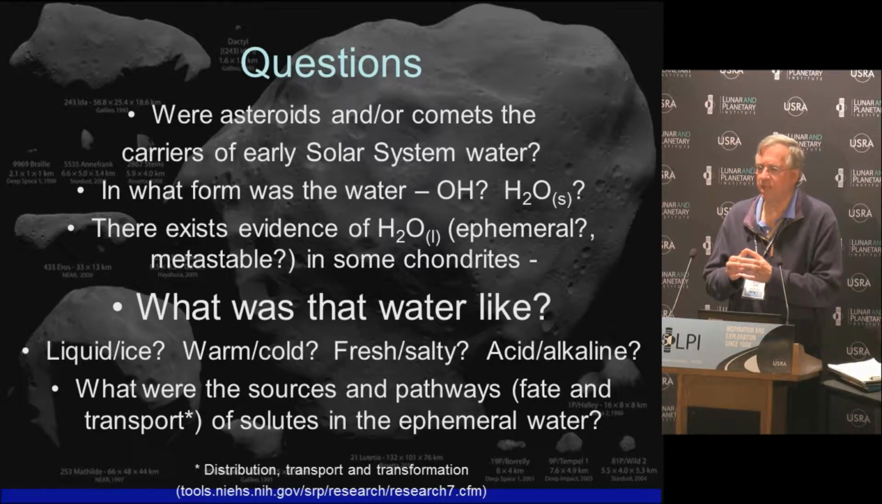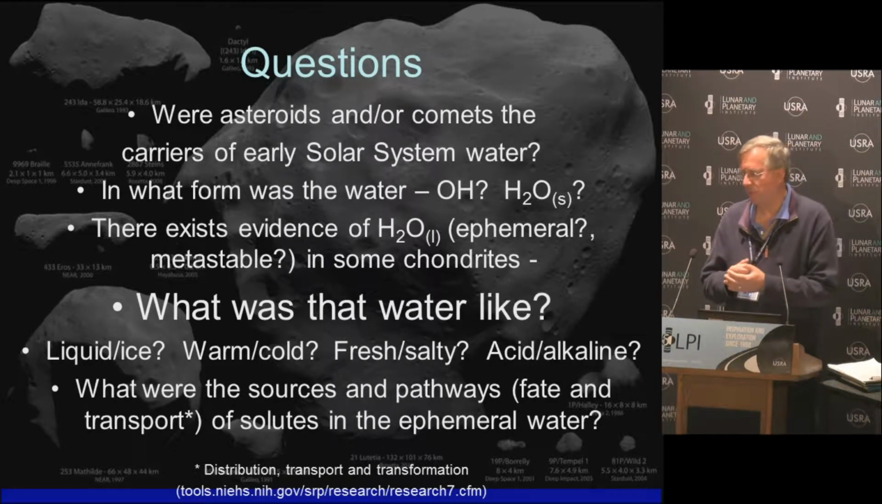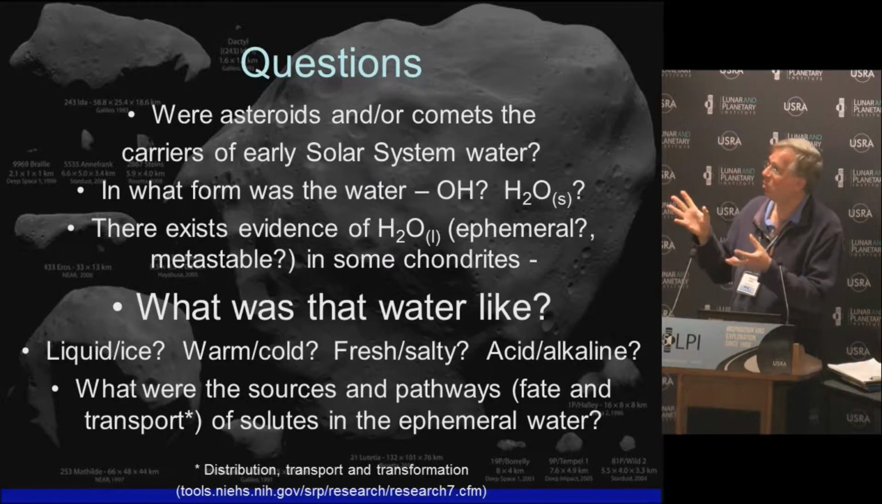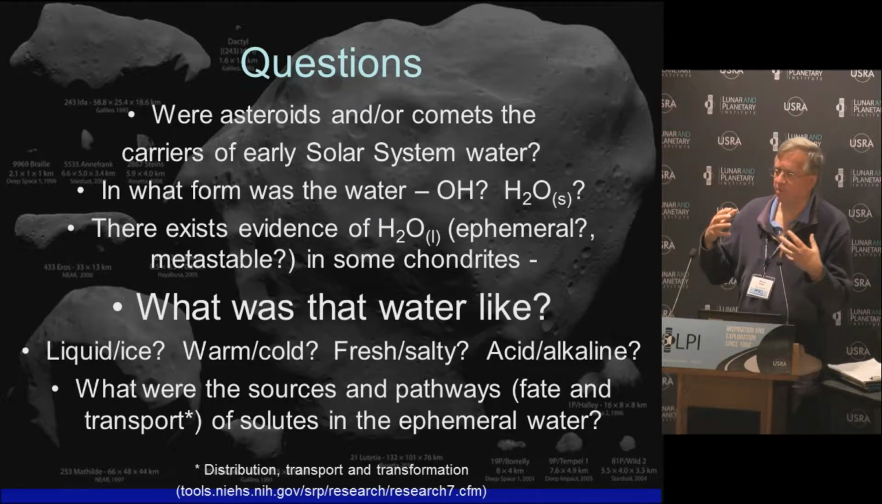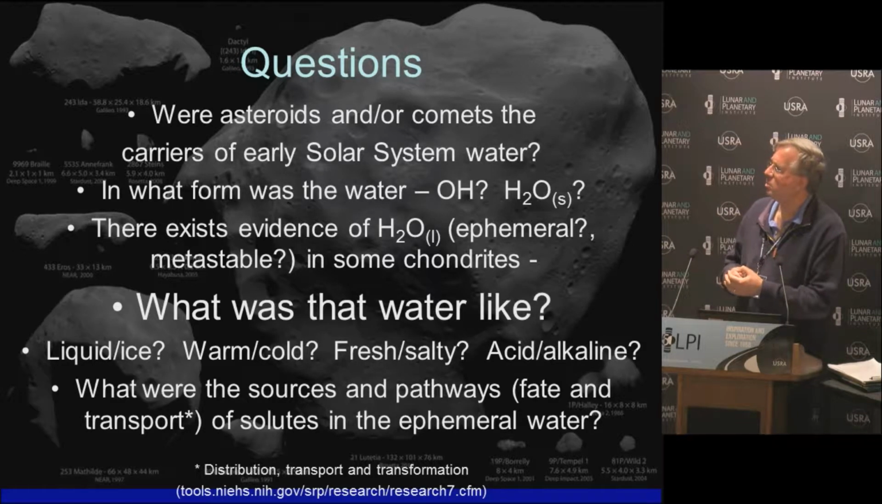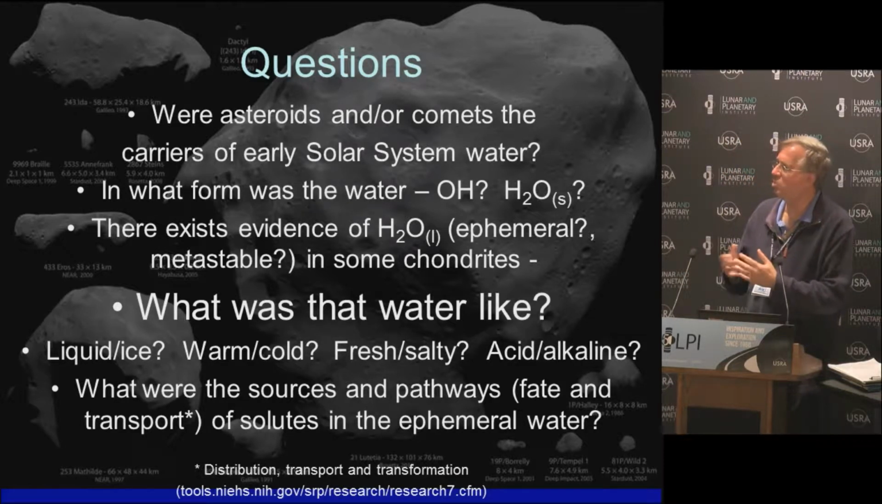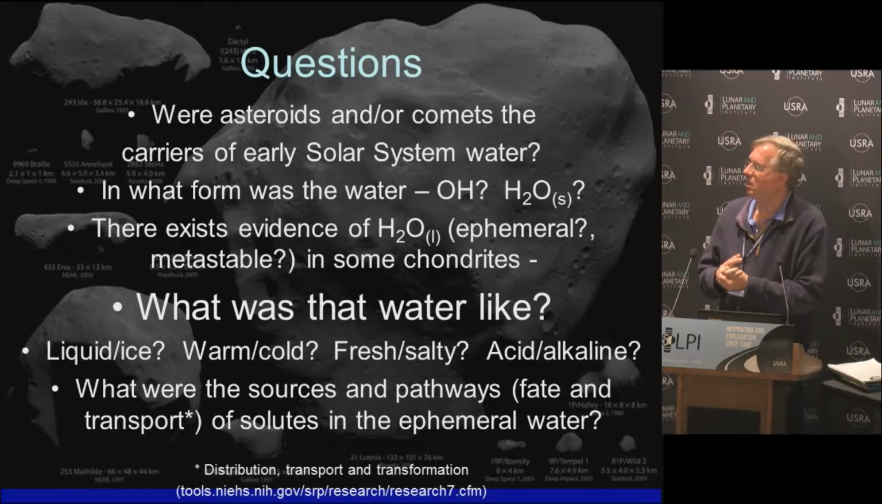C-chondrites are abundant as the large clasts in some of the objects that Mike was talking about. And the community has been working on and off for several decades, trying to answer questions like these. They're sort of solar system history questions. Were asteroids or comets the carriers of early solar system water, particularly to Earth? In what form was the water? OH groups and minerals or ice?